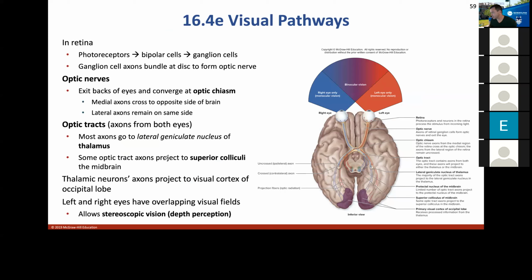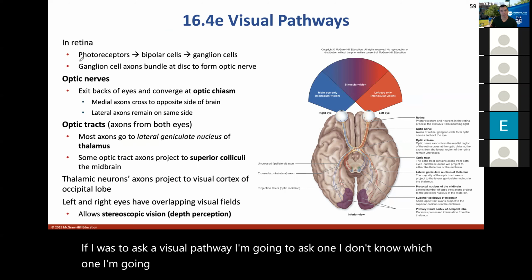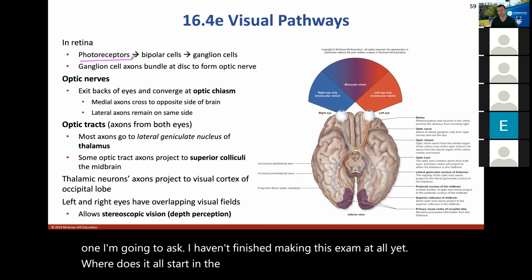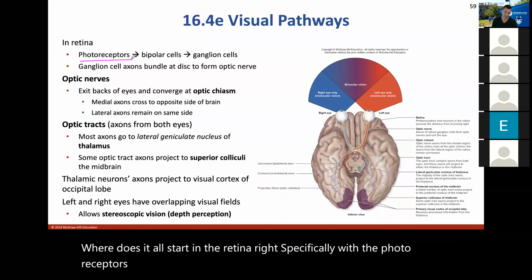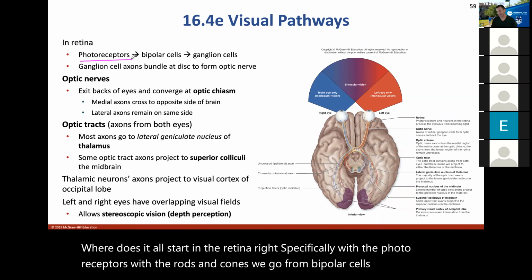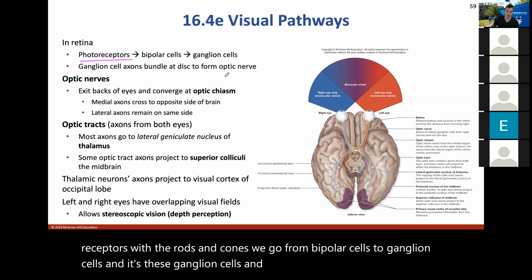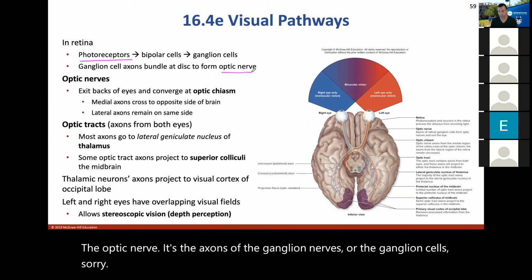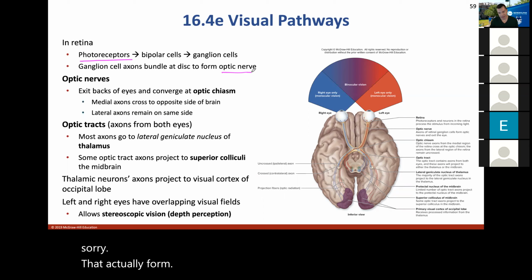If I was to ask a visual pathway, I'm going to ask one. I don't know which one I'm going to ask. I haven't finished making this exam at all yet. Where does it all start? In the retina, right? Specifically with the photoreceptors, with the rods and the cones. Okay. We go from bipolar cells to ganglion cells, and it's these ganglion cells that actually form the optic nerve. It's the axons of the ganglion cells, sorry, that actually form that optic nerve that extends back from the backside of the retina.